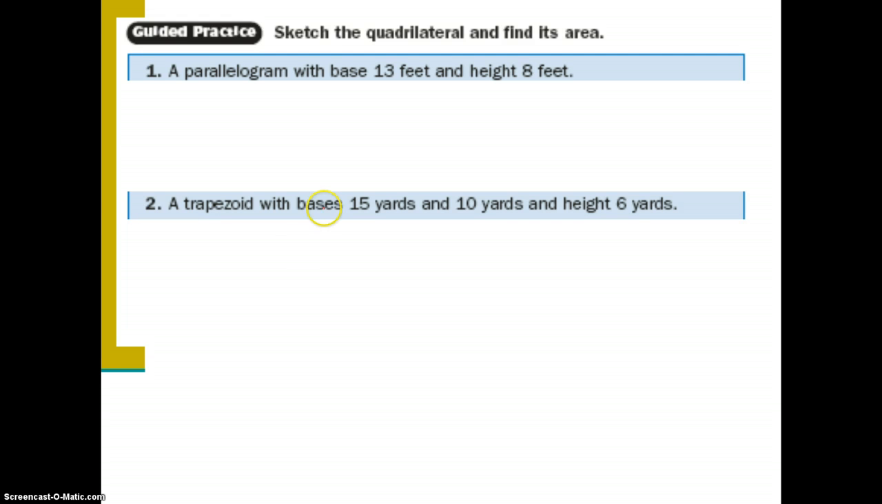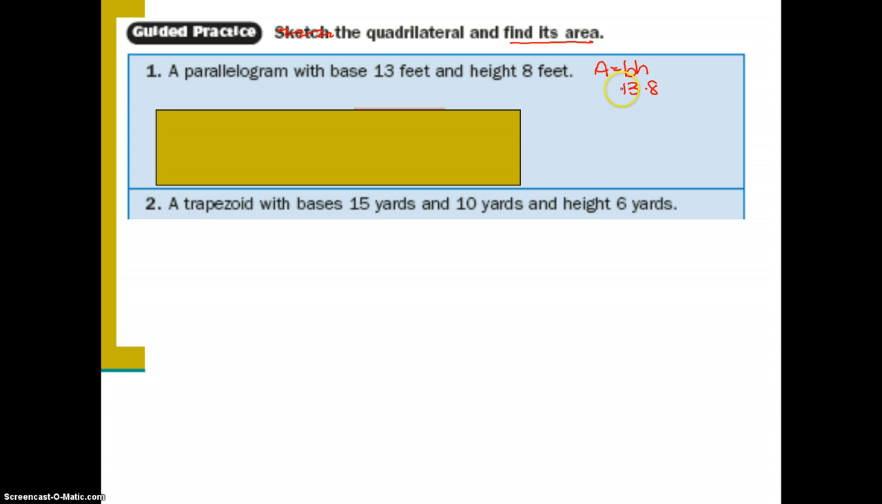For number 1 and number 2, find the area. I don't care if you sketch the quadrilateral, but find the area. Pause the video, try 1 and 2 yourself. We use the formula A equals base times height, so we're taking 13 times 8. The answer here is 104 feet squared.